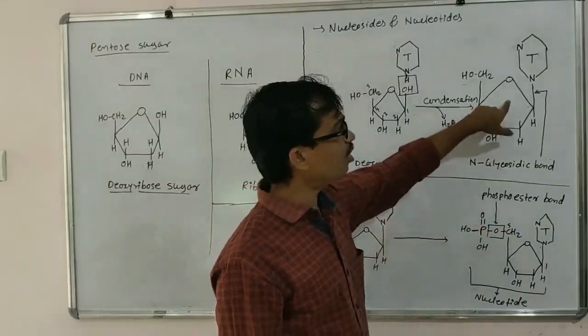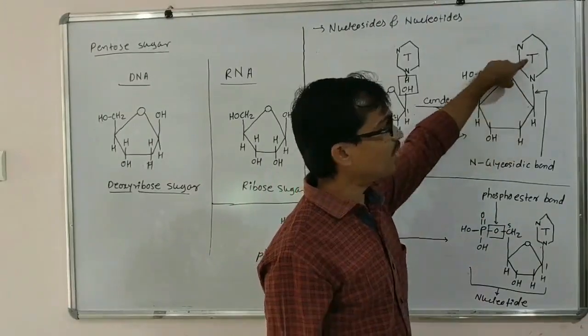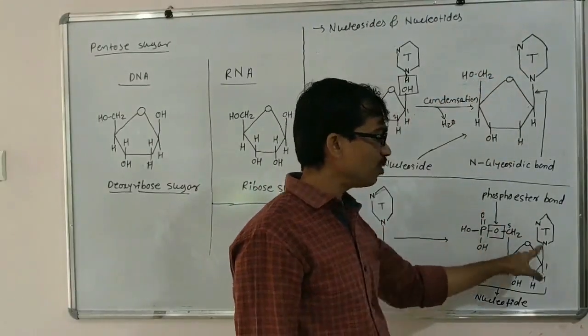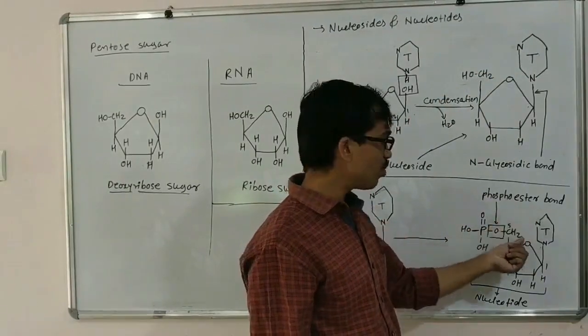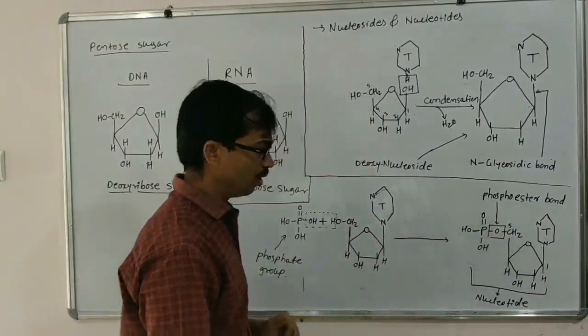So the formation of a nucleoside involves an N-glycosidic bond between the nitrogenous base and the pentose sugar, and the formation of a nucleotide involves the formation of a phosphoester bond between the fifth carbon of the pentose sugar and the phosphate group.